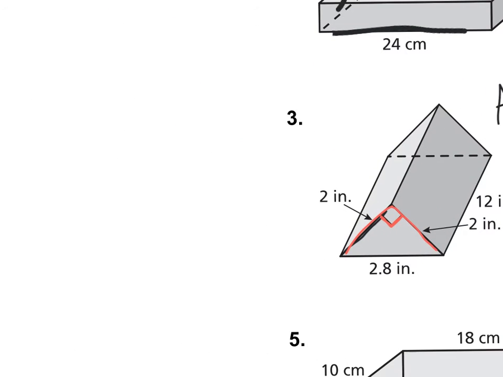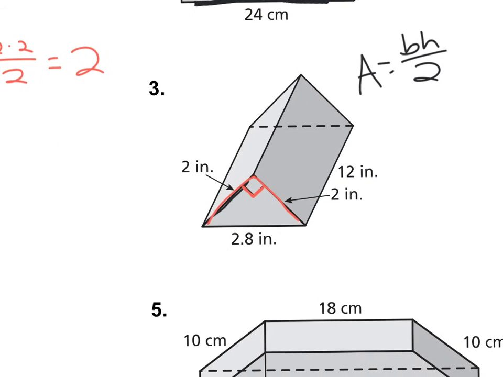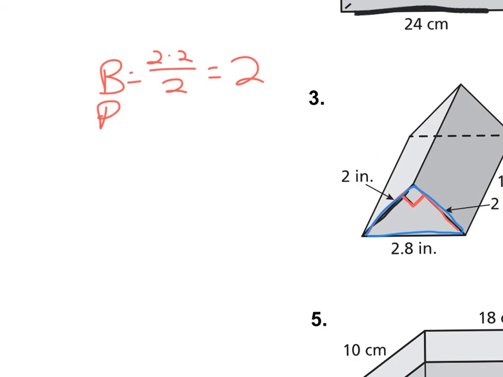So to find the area of the base, my B, I would do 2 times 2 divided by 2. Okay, 2 times 2 is 4, divided by 2 is 2. Then my next thing I need is the perimeter of the base. So my perimeter, I would do 2 plus 2 plus 2.8, which is 6.8.